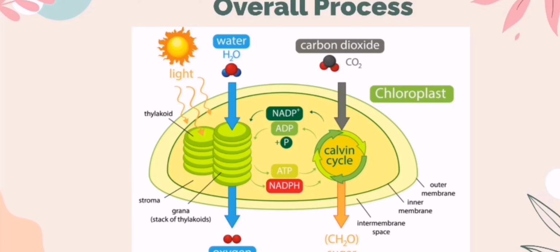Now again, these are being recycled, so then NADPH is going to get oxidized into NADP plus, and ATP is going to break down into ADP plus P. And in the Calvin cycle, like I mentioned in the last slide, it gets the carbon dioxide and uses the NADPH and ATP it received from the light reactions to make glucose or sugar.